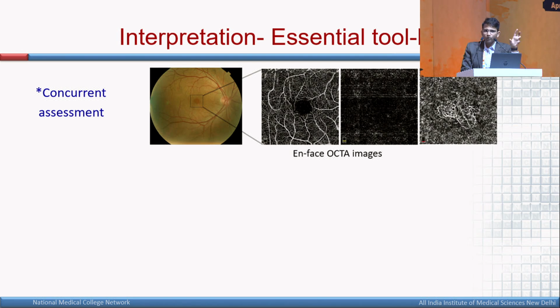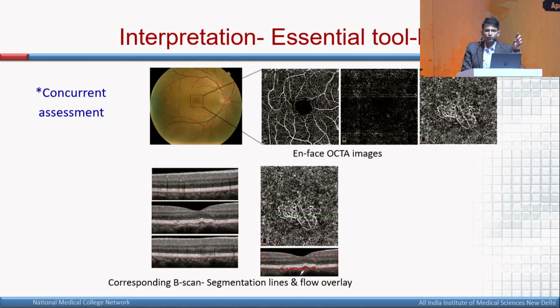Now you not only look at the en face OCT images, you also look, as Dr. Vinod had told, at the B-scan images in conjunction with the OCT angiography images, because you need to have a look at the segmentation, whether it is done properly in these images, and also at the flow signals.